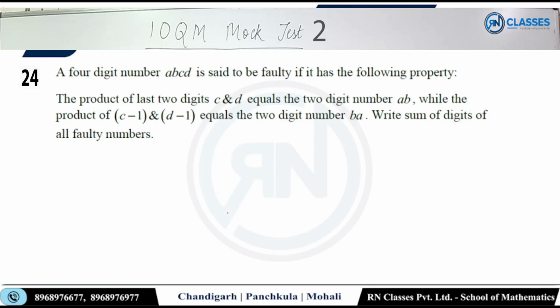Okay. A 4-digit number ABCD is said to be faulty if it has the following property. Product of the last 2 digits is equal to the 2-digit number AB, while the product of these two is equal to the 2-digit number B. Write the sum of digits of all faulty numbers.